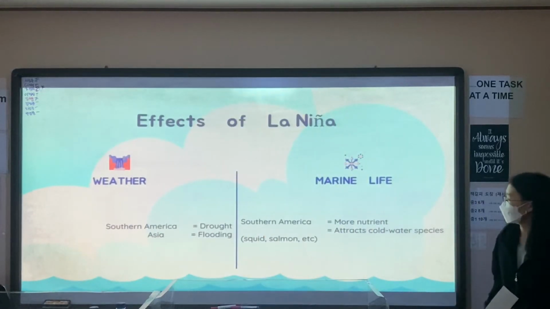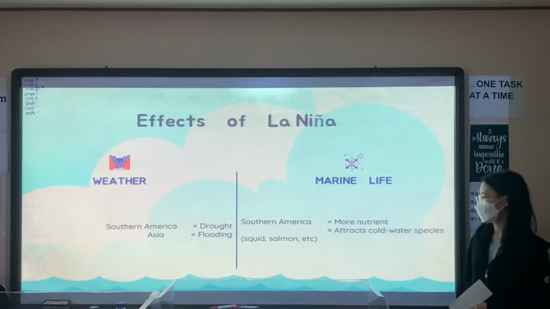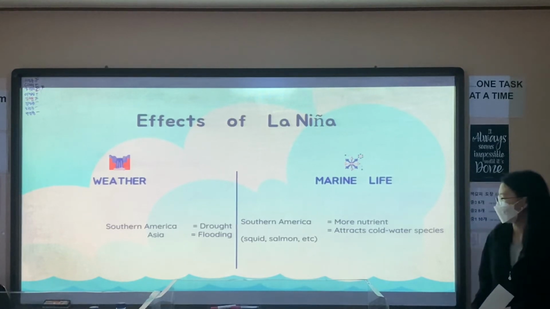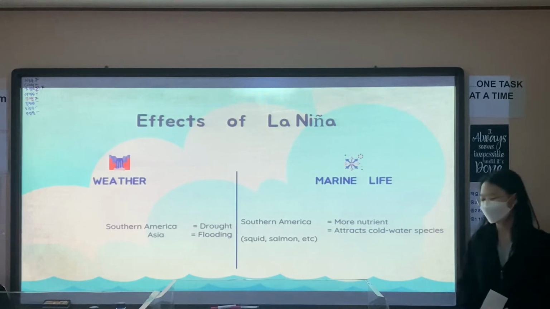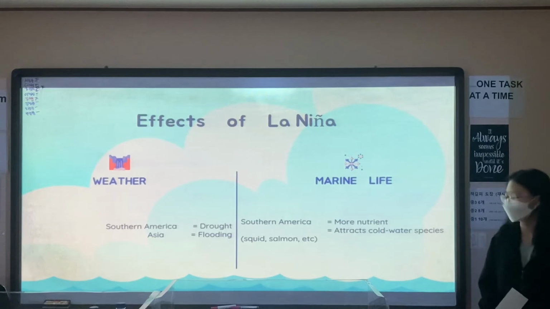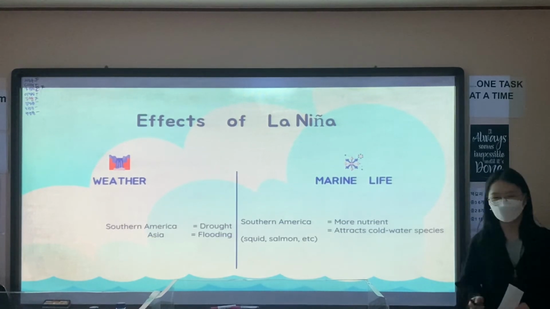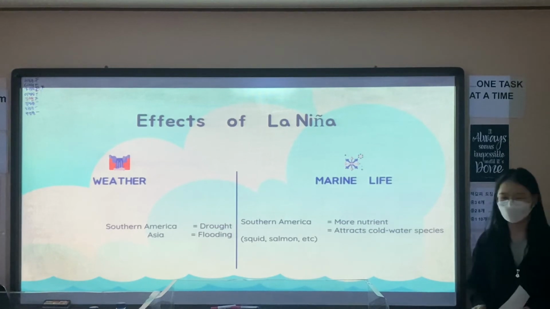Now these are the effects of La Nina. If you see the weather, Southern America gets a drought, and Asia gets flooding. If you see the marine life, Southern America gets more nutrients since there is more cold water, and it also attracts cold water species such as squid, salmon, etc.